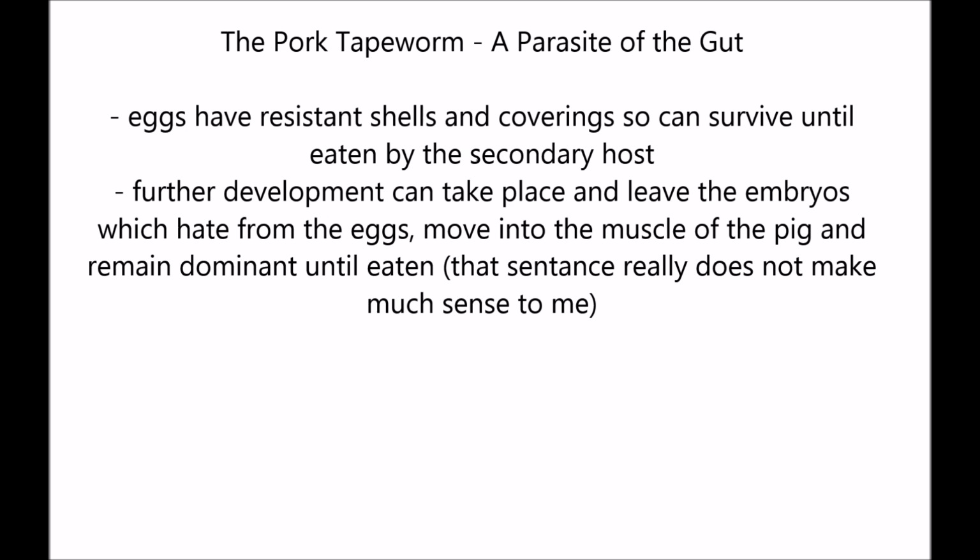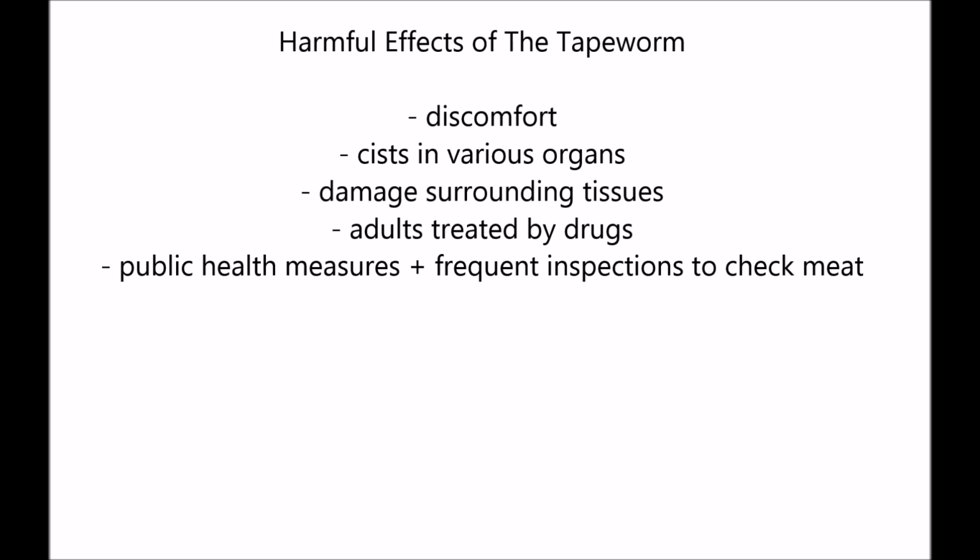Further development can take place, and the embryos hatch from the eggs, move into the muscle of the pig and remain dormant until eaten. Harmful effects of the tapeworm. In adults they cause discomfort and can cause cysts in various organs and damage to surrounding tissues. The adults are usually treated by drugs, and there are public health measures and frequent inspections to check meat.